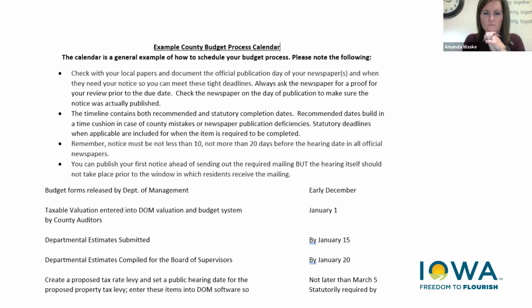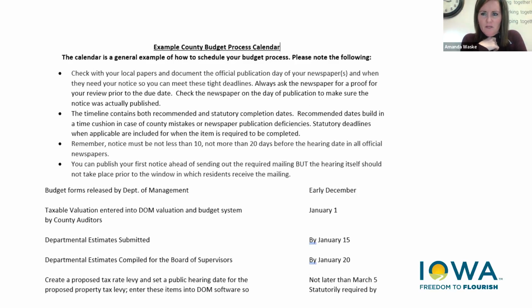Okay. Perfect. There's just one more, and I was actually just typing to respond, but I'm going to put this out there for everybody. Can the public notice be published before the mailing goes out?